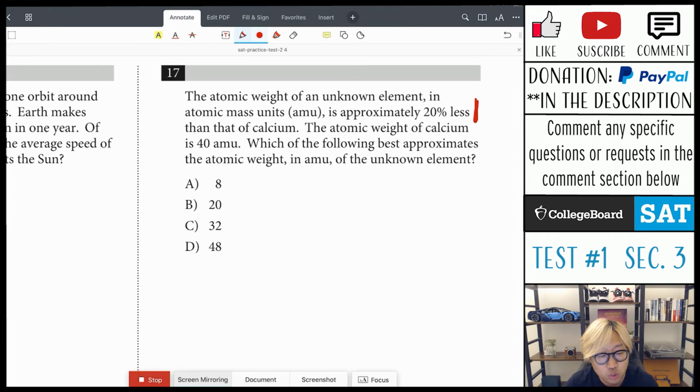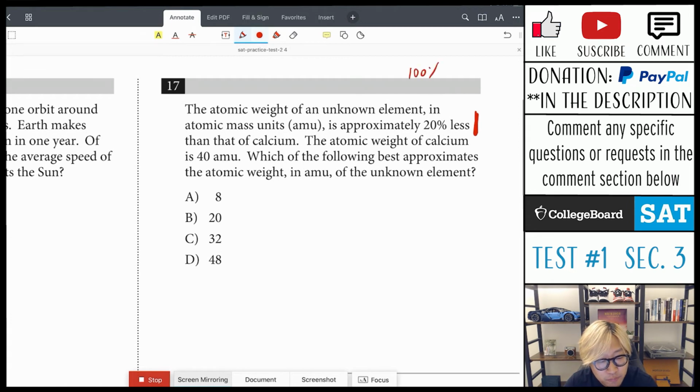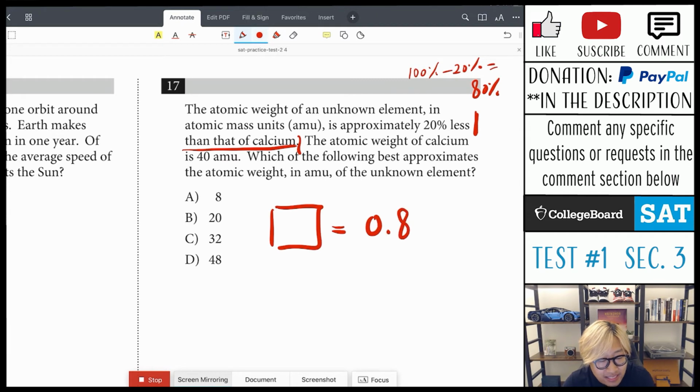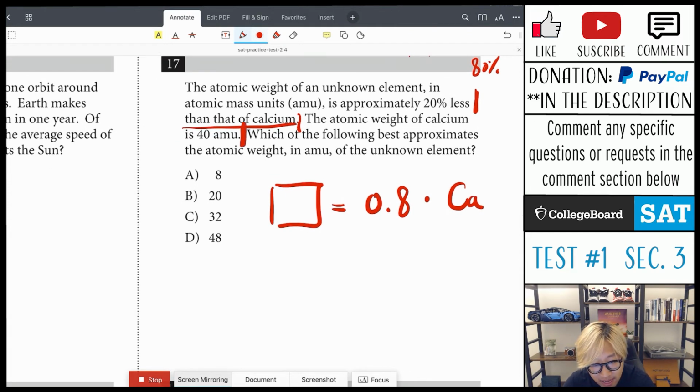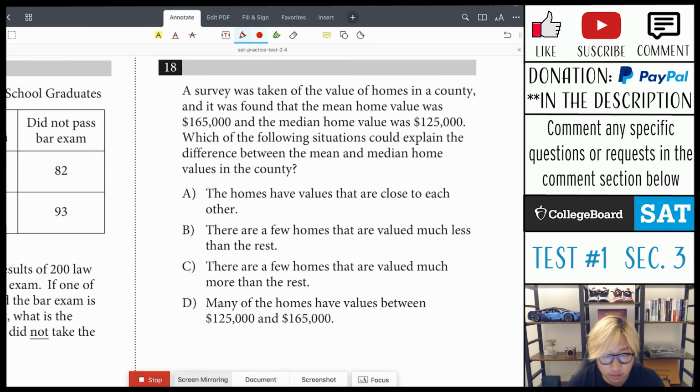Number 17, the atomic weight of an unknown element in atomic mass unit is approximately 20% less. 20% less means out of 100%, subtract 20%, so 80%. 80% of calcium. So this unknown thing is 0.8 of calcium. The atomic weight of calcium is 40 AMU. So I will go ahead and put 40 into where calcium is. Which of the following best approximates the atomic weight? Basically 0.8 times 40, 32. The answer is C.